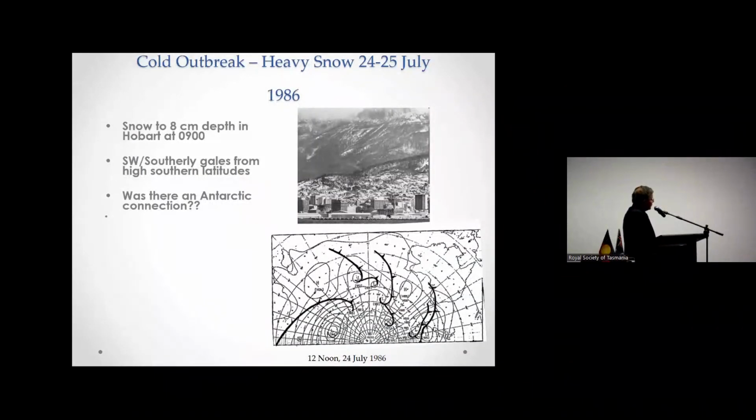And of course, if you get a change in direction with those strong westerly winds, you get the sort of event we had on the 24th and 25th of July 1986. There were people skiing along the southern outlet in Hobart to get to work in Antarctic Division.